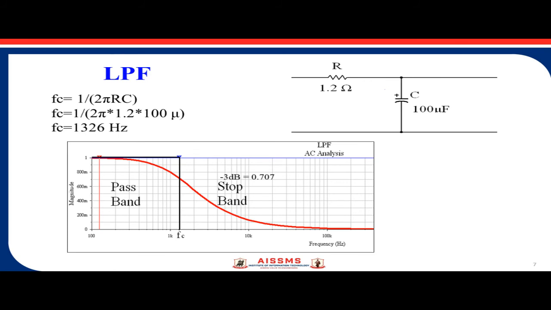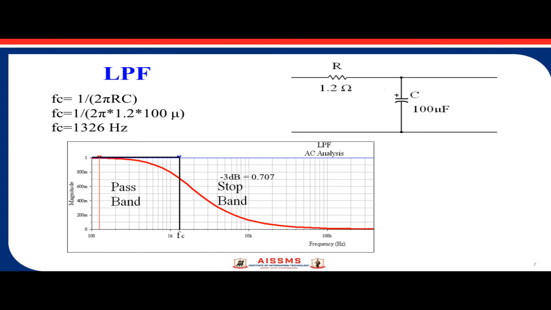This is an example of a practical low pass filter. The values of resistance and capacitor are mentioned. Fc can be calculated using the formula 1 upon 2 pi RC, which comes out to be 1326 Hz. The cutoff frequency Fc can be seen on the graph. This is the frequency response of the practical low pass filter shown in red color, whereas in blue color is the frequency response for the ideal low pass filter.